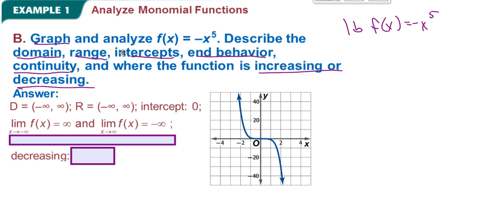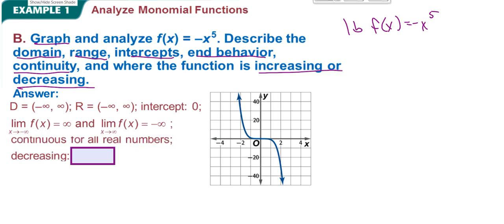Then we were asked to comment on the continuity. If I try to drag my cursor along this function, I can see the whole thing. I don't have to pick it up. So it's continuous over its whole domain, or for all real numbers. It happens to be decreasing. Now, it looks like it's flat near the origin, but it is still always decreasing.